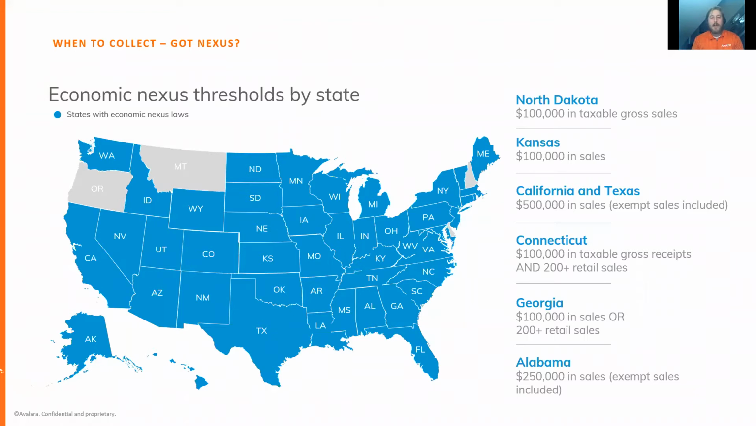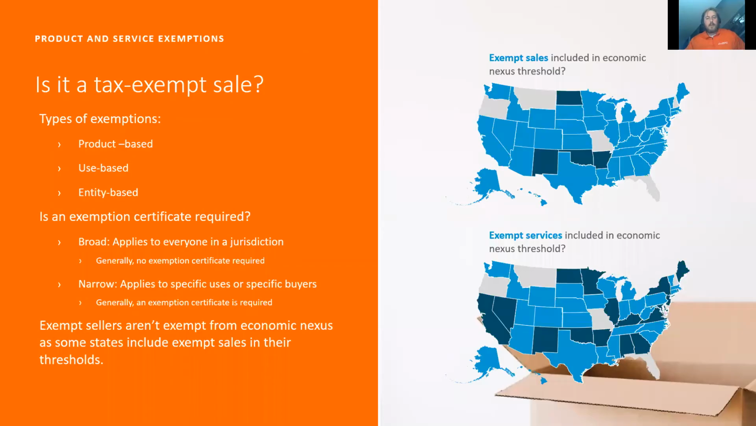And then Alabama, also Mississippi, $250,000 in sales. Exempt sales are included, as you can see there in Alabama. So is it a tax exempt sale, right? Something to start thinking about as you sell into these particular states, right?